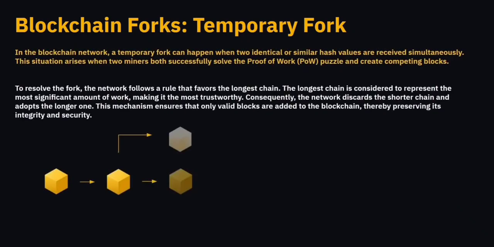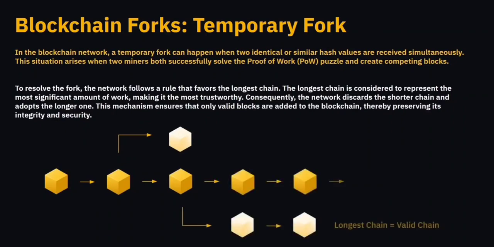In the context of blockchain technology, a fork occurs when the blockchain network's transaction history diverges into two or more paths. This can happen due to various reasons, such as simultaneous block creation by different miners or deliberate upgrades to the network's protocol. A temporary fork happens when two miners solve the proof-of-work puzzle at the same time. The network chooses the longest version of the blockchain to make sure it's reliable and trustworthy. This makes sure only correct blocks are added to the blockchain and it stays safe.